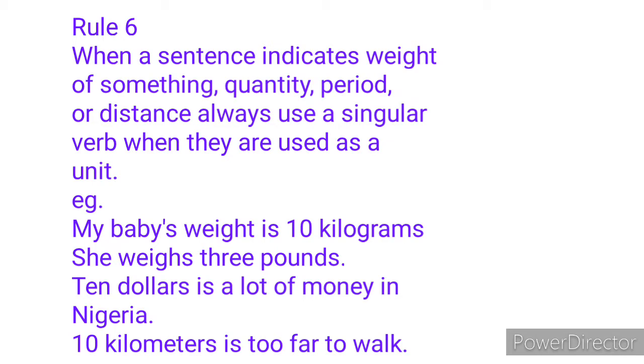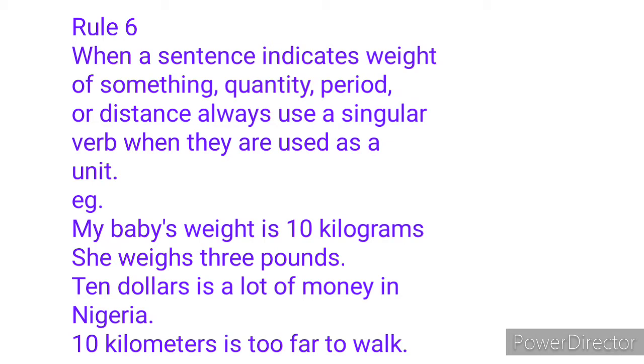For example, $10 is a lot of money in Nigeria. Here we have dollars, which is plural, but we use the singular verb is because the sentence talks about quantity. It talks about how many. It answers the question, how many?